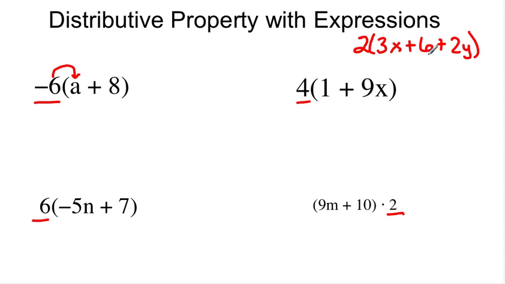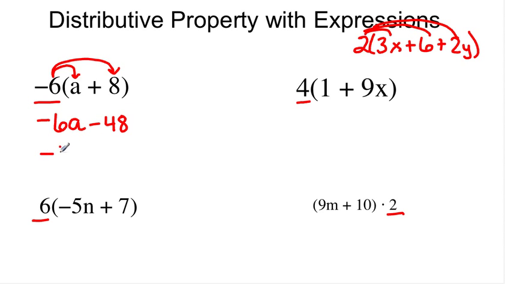Now, most of what we're dealing with probably won't have 2 separate variables in it, but if I had this, I would have to multiply it out to each part. So in this case, we only have the 2 inside the parentheses. And if I multiplied it out, a negative 6 times an a is a negative 6a. And a negative 6 times an 8 is a negative 48.